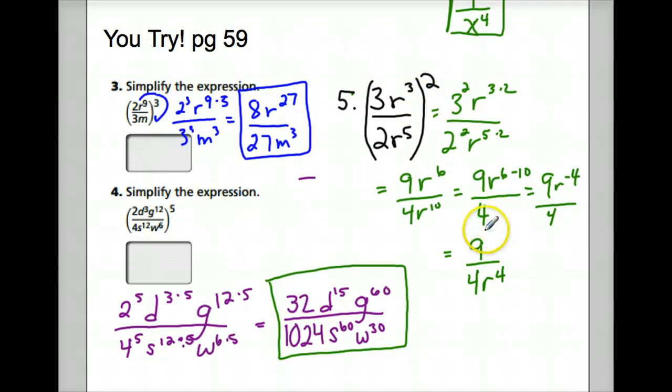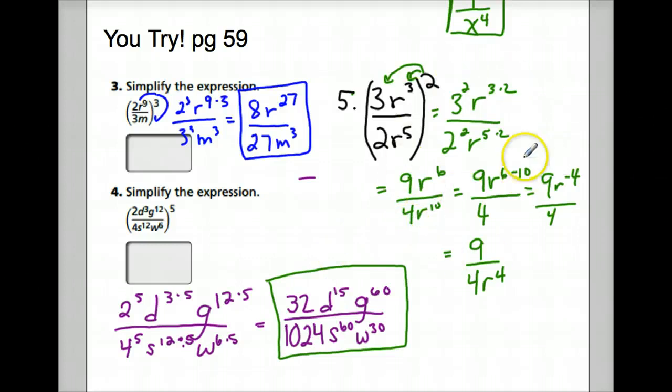Number 5, there was lots of steps. So you first had to distribute this 2 to all of your little friends on the inside. Then you had to subtract 6 and 10. You got 9r to the negative 4th. Well, we don't like negative exponents, so we flip it down and we get 9 over 4r to the 4th. Notice how I didn't flip the 9 and the 4. The 9 and the 4 stay. I only brought down the r to the negative 4th.